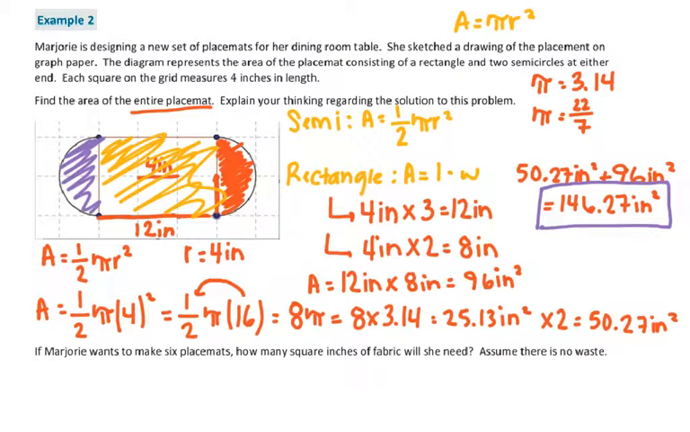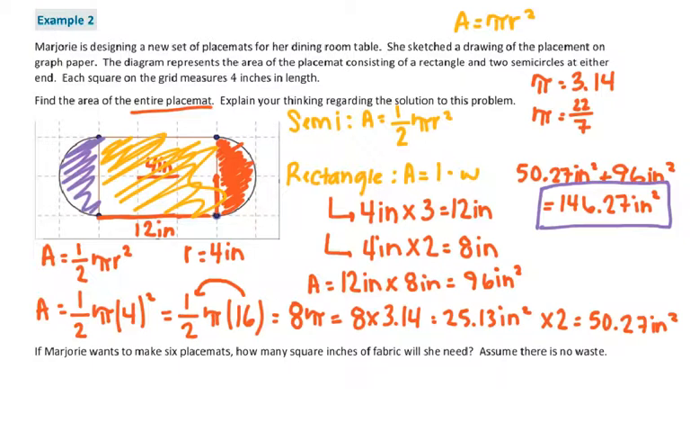So we're going to find the area of a shape, whether it be multiple shapes combined together or just one shape. In terms of multiple shapes combined together, we're going to find the area of each shape and then add those areas together. So I want you to keep that in mind. Now I want to look at this next question here. It says if Marjorie wants to make 6 placemats, so 6 placemats look like this one up here, how many square inches of fabric will she need? Assume there is no waste.